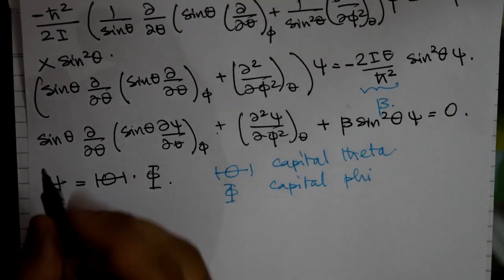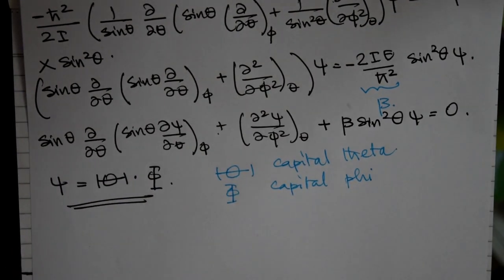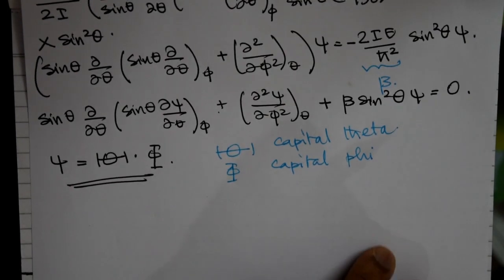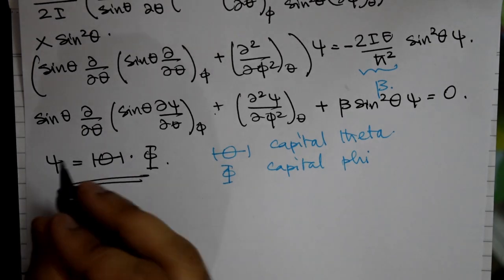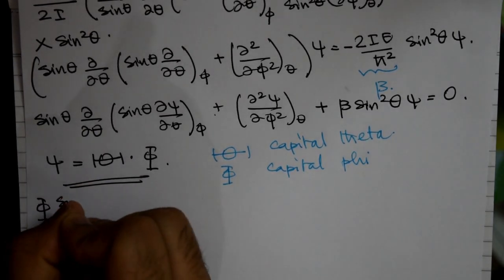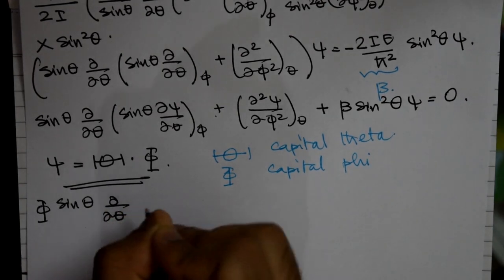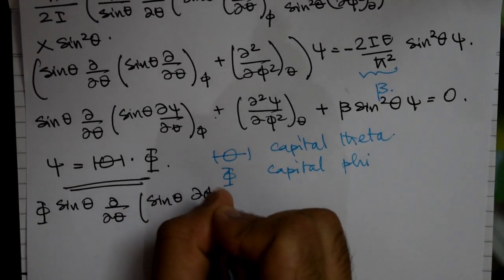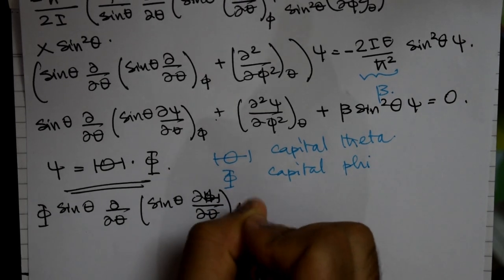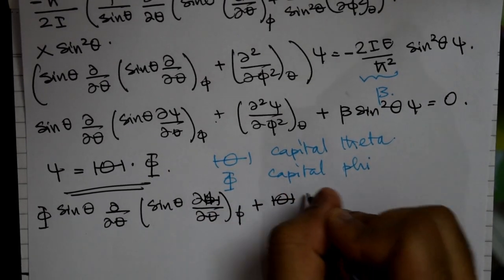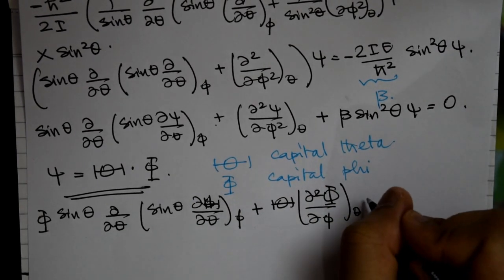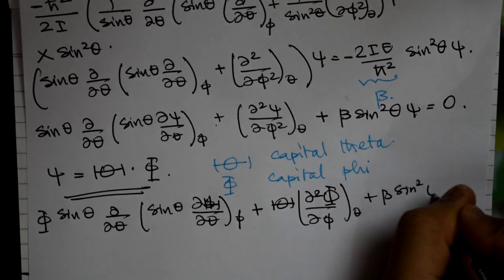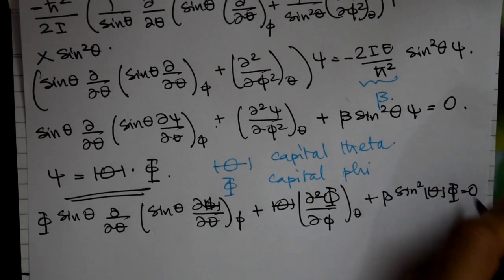Okay, so basically we have been doing this forever, where the wave function psi can be written as a product of two functions, capital theta and capital phi. Now, having done this, what will end up happening? You are going to have phi come out of the first term. So it's going to be capital phi sine theta dou by dou theta of sine theta dou capital theta by dou theta at constant phi, plus capital theta dou square capital phi by dou small phi square at constant theta, plus beta sine square theta capital phi is equal to 0.